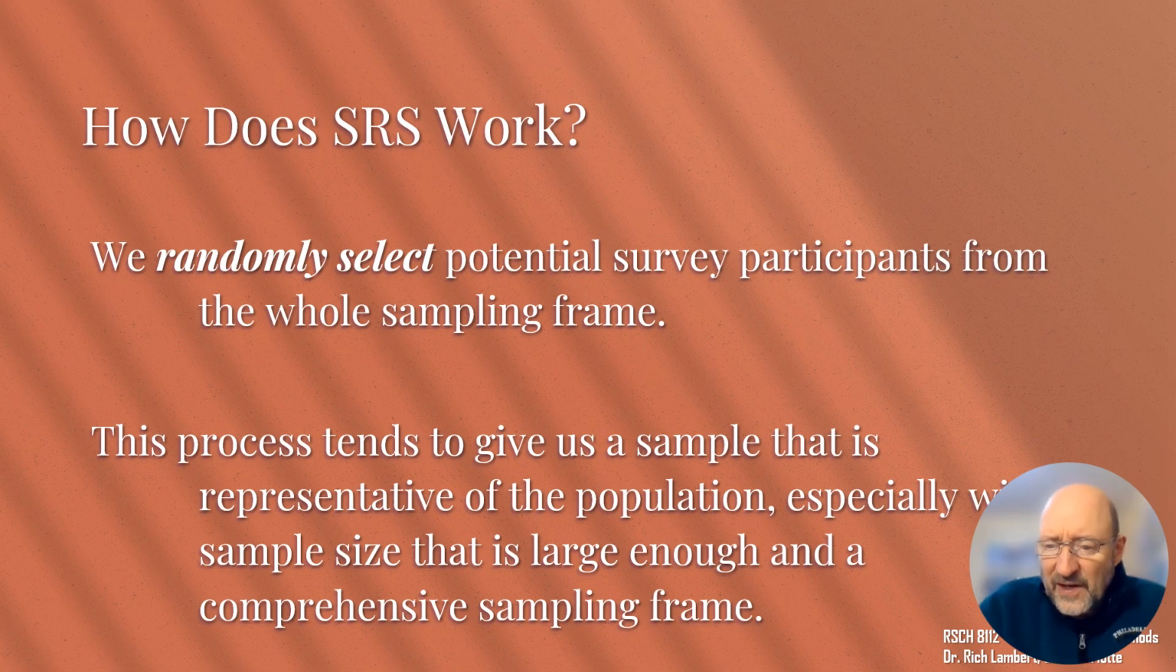So what's the process? How does this actually work? Well, we randomly select potential survey participants from the entire sampling frame. And this process tends to give us a sample that is representative of the population. And this tends to work really well when the sample size is really large and the sampling frame is really good. In fact, if the sample size you're drawing is very large and the sampling frame is very, very accurate, then you really don't need anything more than just simple random sampling. But the fact is we don't always meet those two characteristics.